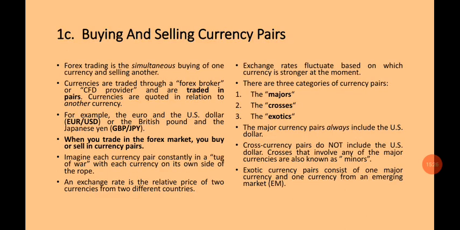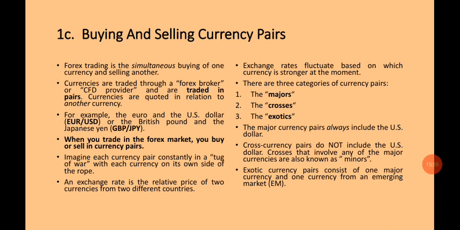So part C of our class 1, buying and selling currency pairs. Forex trading is the simultaneous buying of one currency and selling another. Currencies are traded through a forex broker or CFD provider, and they are traded in pairs. Currencies are quoted in relation to another currency.